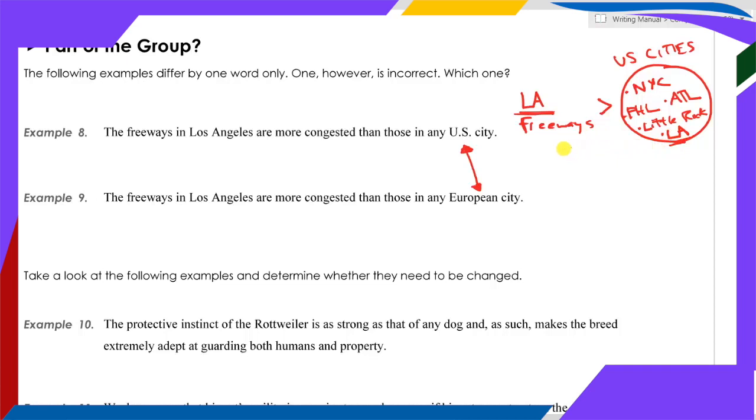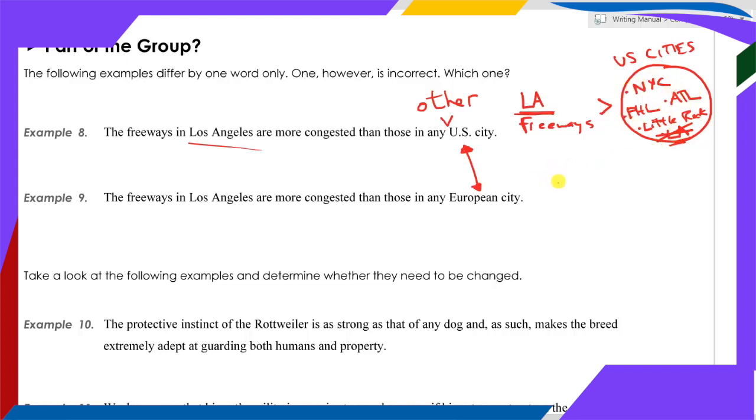It's impossible for LA freeways to be more congested than LA freeways. So what we would need to do to fix example 8, the incorrect sentence, is differentiate Los Angeles from all of the other US cities. So we would need to say the freeways in Los Angeles are more congested than those in any other US city. And what that "other" does is it removes LA from our set of US cities, and now we just have the other US cities, not including LA.